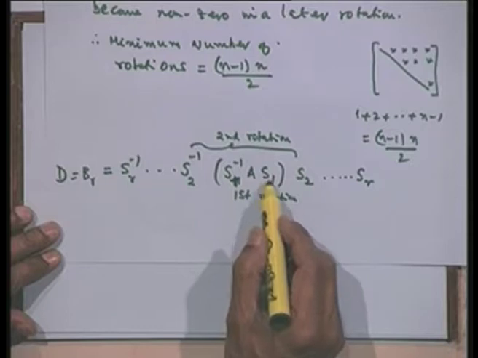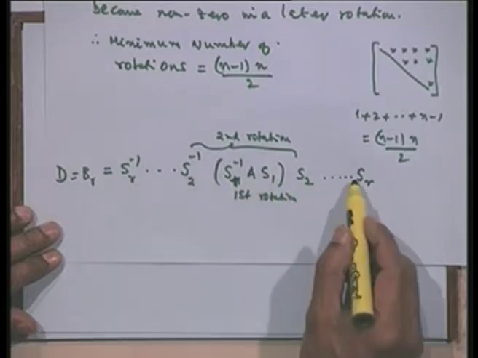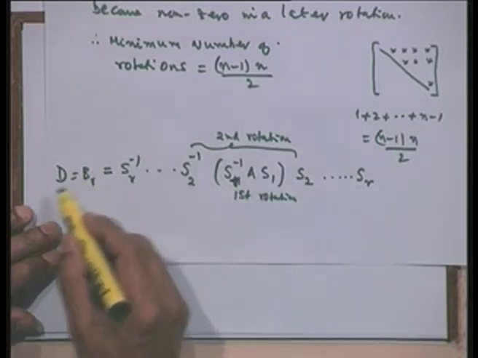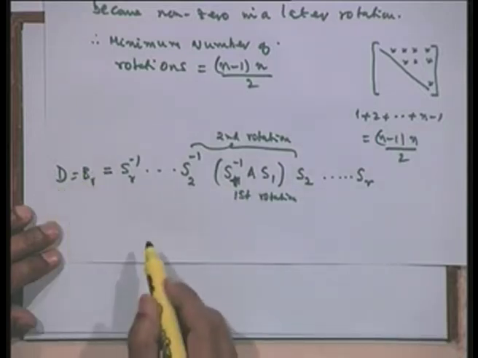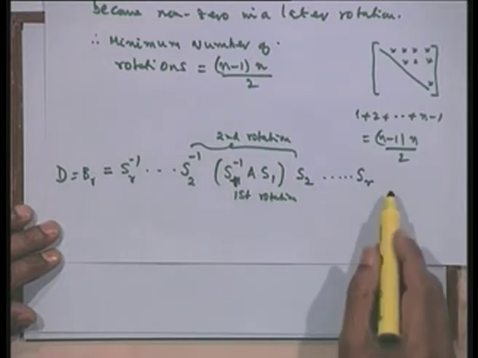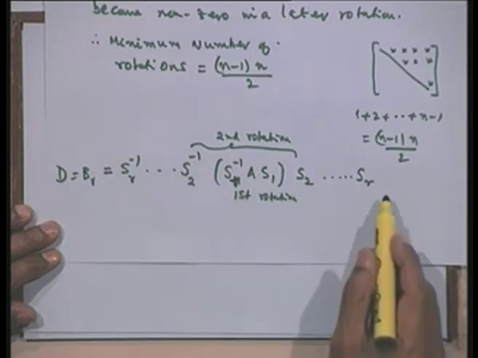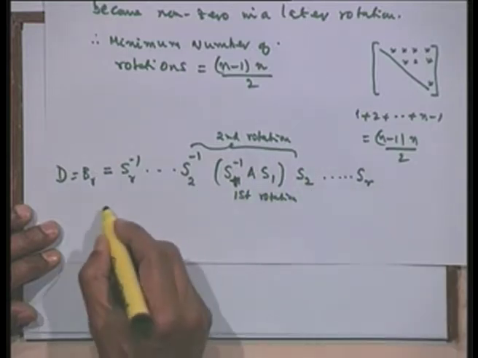Therefore, this is the first rotation, the next rotation, and finally the rth rotation that we have needed to reduce the matrix A to the diagonal form D. This is how the sequence of rotations looks like. Now, let us simplify this.